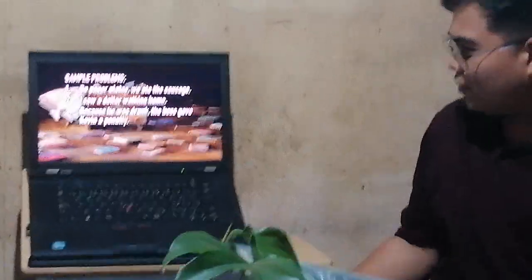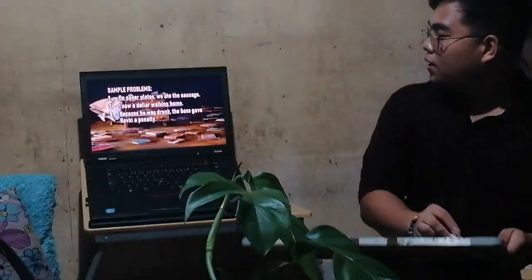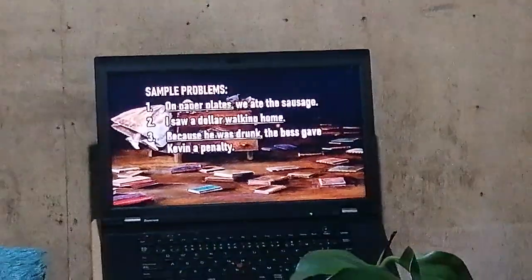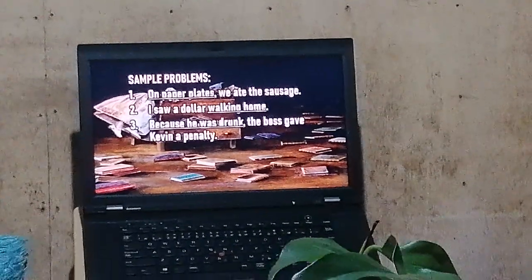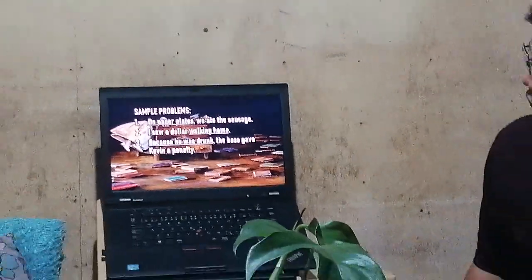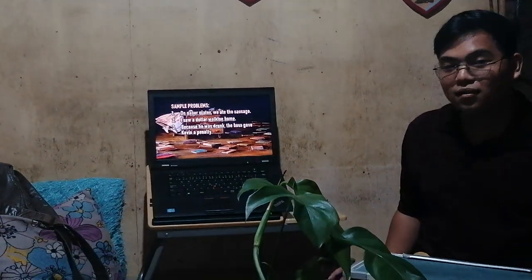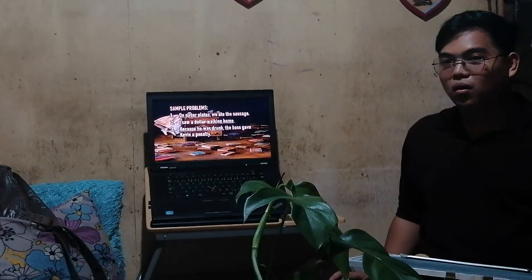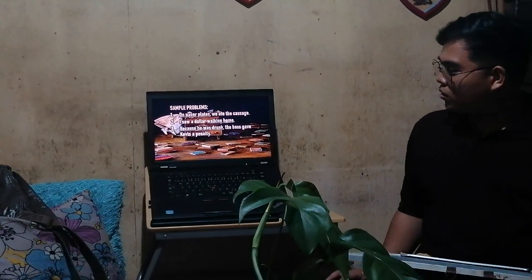Okay, let's get to the next sentence. I saw a dollar walking home. "Walking home" here is our modifier, and what is next to it is the word dollar, which, if you're going to observe, having the modifier "walking home" modifying the word dollar, there's something wrong with it. Does the dollar have a foot to walk home on its own? So what are we going to do here?